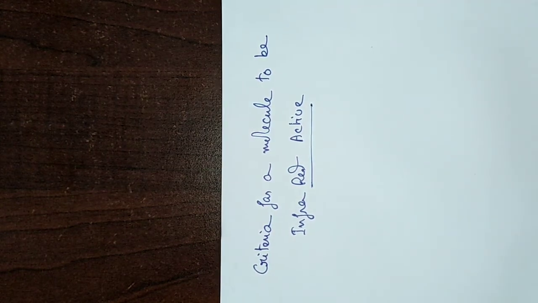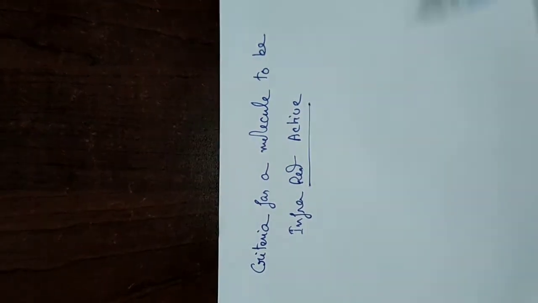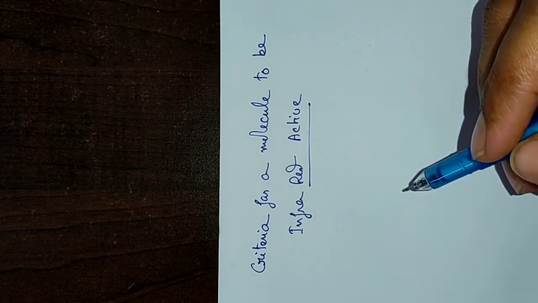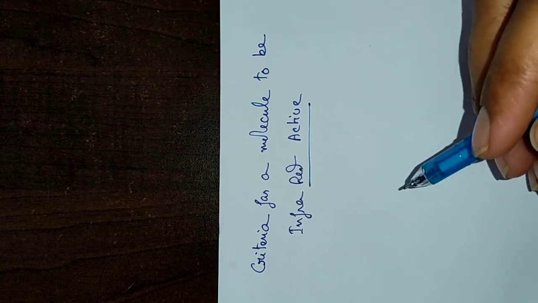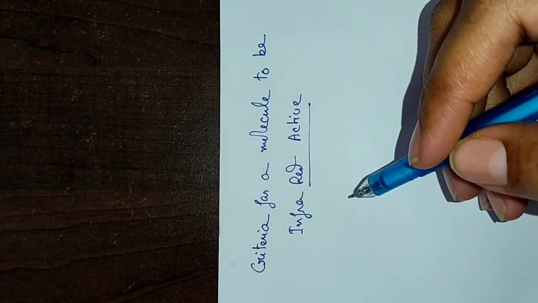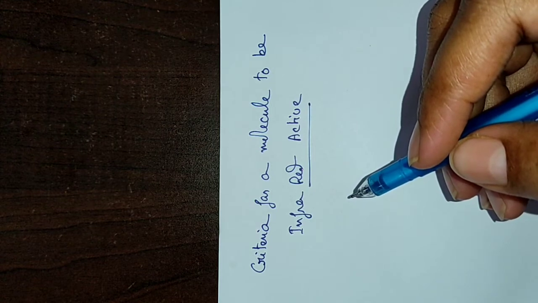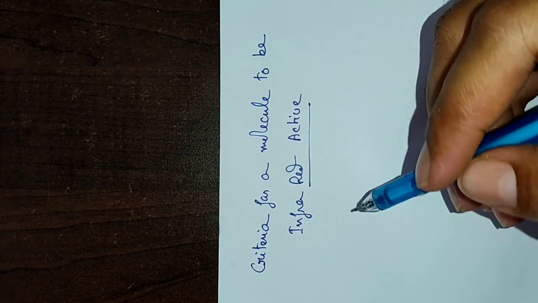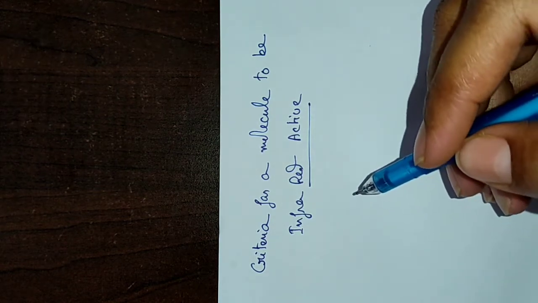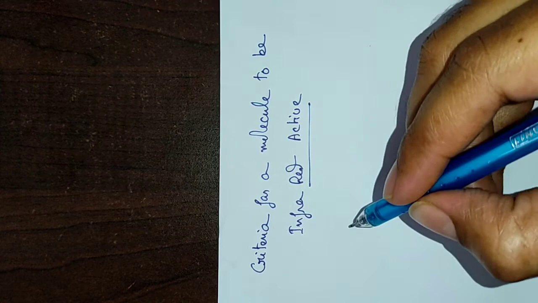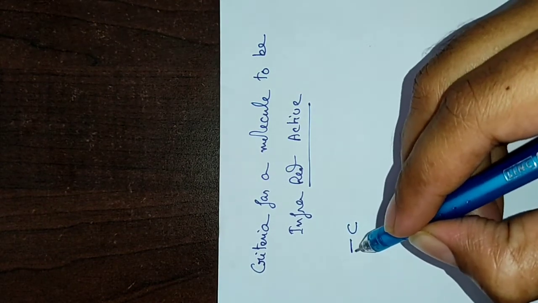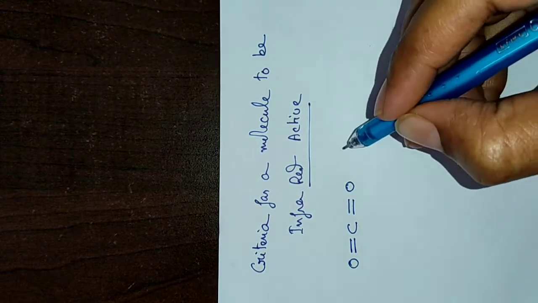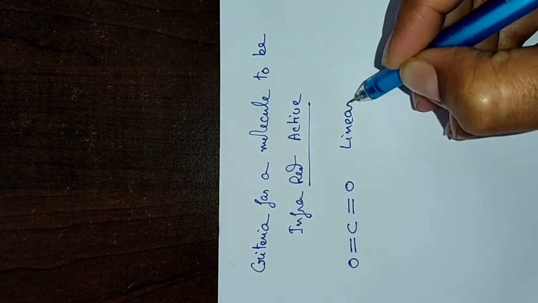To answer this, let us approach with a case study considering the carbon dioxide molecule. As I have discussed earlier, infrared spectroscopy is associated with the vibration of a molecule, so first we have to analyze the vibrational modes that are present in the molecule CO2. Carbon dioxide is a linear triatomic molecule.